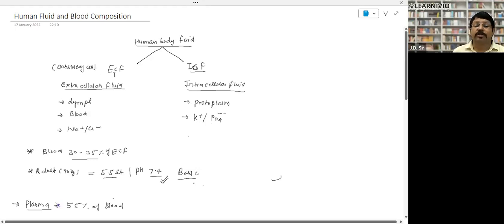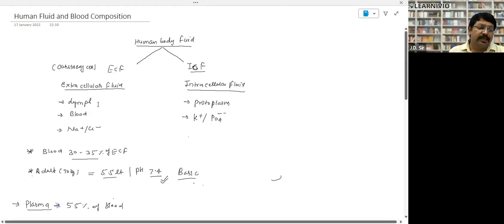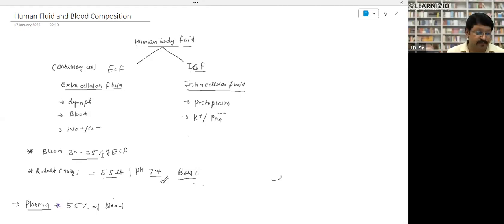ECF, extracellular fluid, means the fluid which is found outside of the cell, right? It is made up of lymph and blood, but comparatively, this is rich in sodium and chloride, right? Note it down, copy it as it is. The blood makes 30 to 35% of ECF. Blood is a part of it, 30 to 35%.